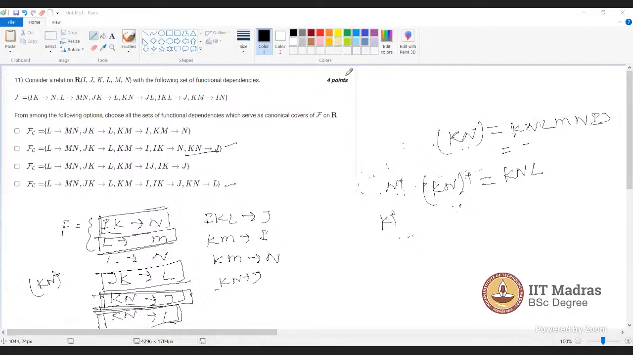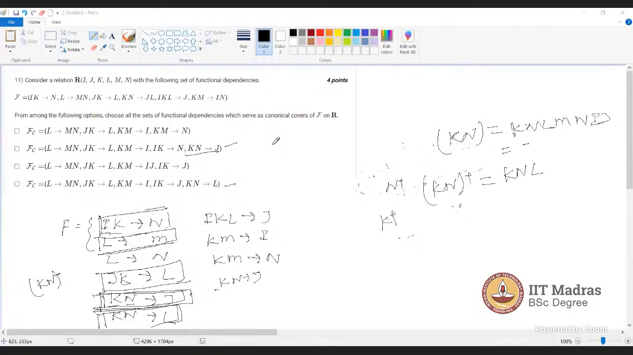For MSQs this is fine, but if they have MCQs, they can give an equivalent option as well as a canonical cover and then ask us to find, right? In that case, will this shortcut work? No. In that case, you have to go through the long process only. So simply you have to find the extraneous attributes, then remove them, and then you have to find the redundant functional dependency. That's it.